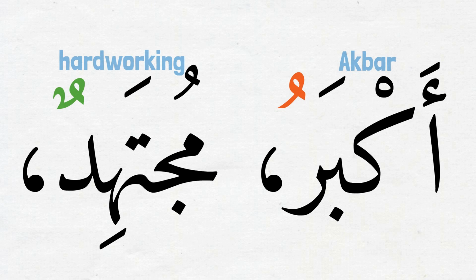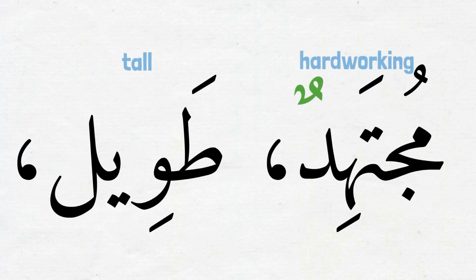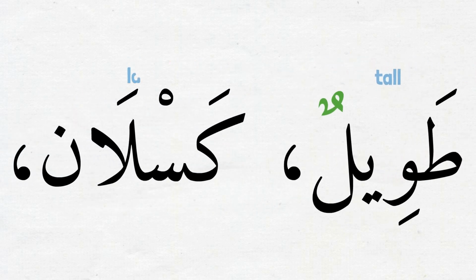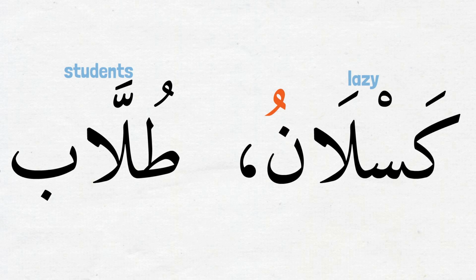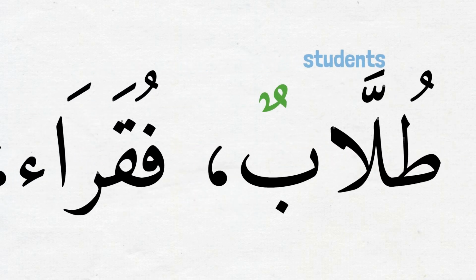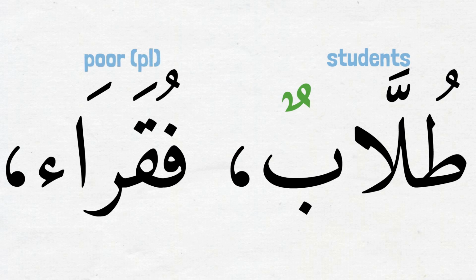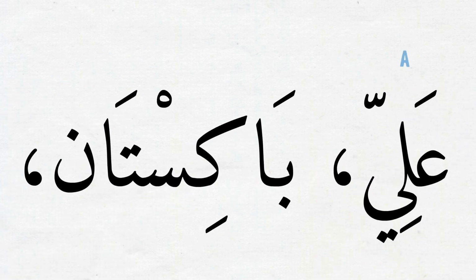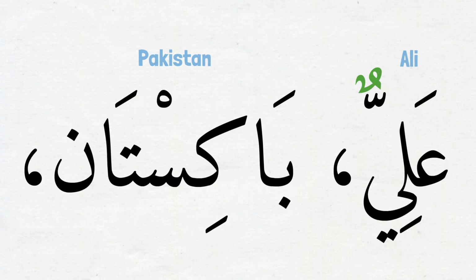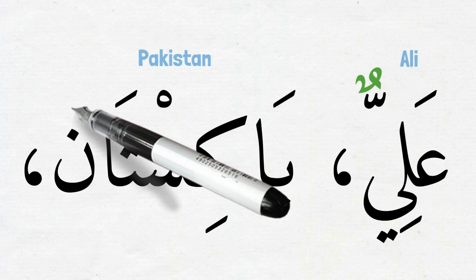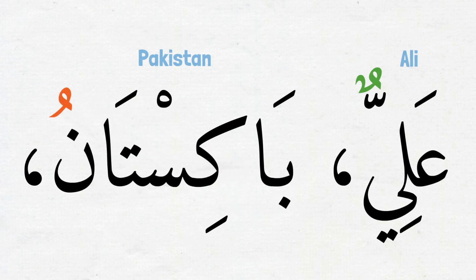مجتهد, it is a TRIPTOTE. طويل, طويل is also TRIPTOTE. كسلان, كسلان is a diptote because it is an adjective following the pattern فعلان. طلاب is a TRIPTOTE. فقراء, it is a diptote because it is a broken plural on فعلاء pattern. علي, it is a regular TRIPTOTE ism. باكستان, it is a diptote because of it being a foreign non-Arabic أجنبي ism.